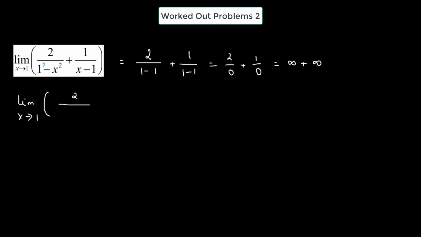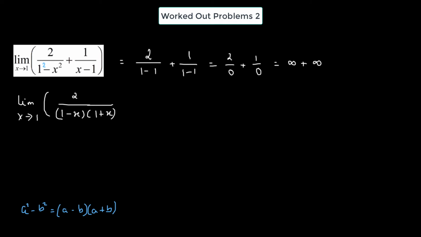So we can write 1 as 1 squared, so that it becomes 1 squared minus x squared. And we will apply the identity that a squared minus b squared is equal to a minus b times a plus b. So we have in the denominator 1 minus x times 1 plus x.